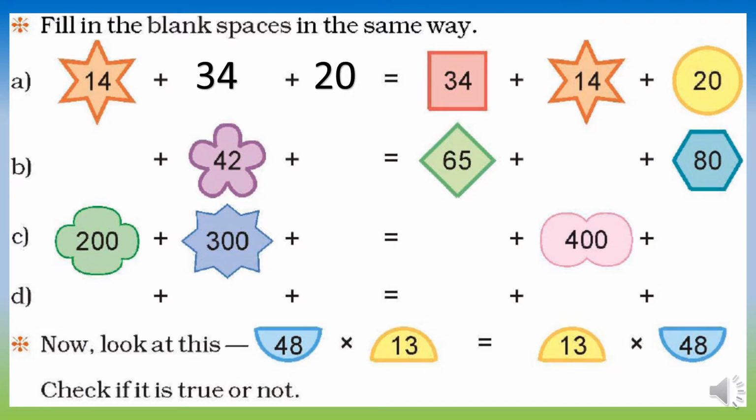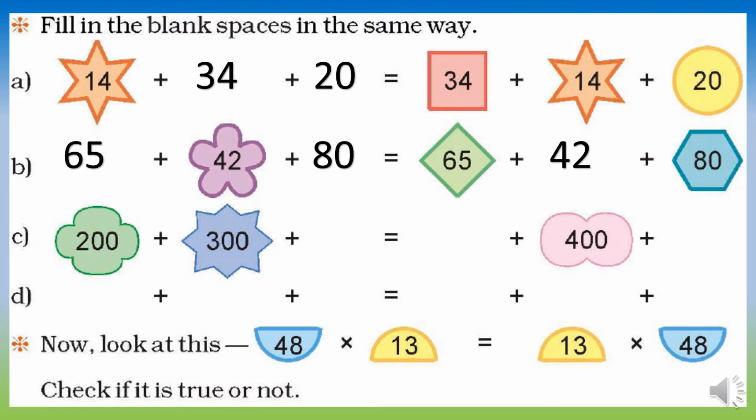The same way B, 42 is in LHS and 65 and 80 are in RHS, that is right hand side. So we will fill the blank space with the number which is missing. So here 65, 80, and in RHS it is 42.